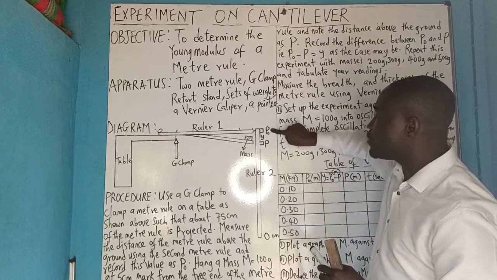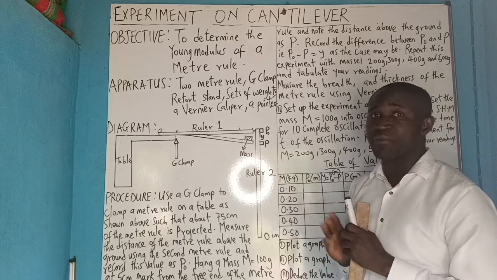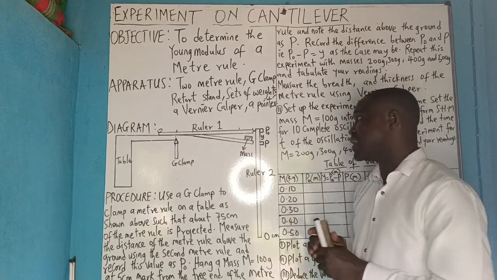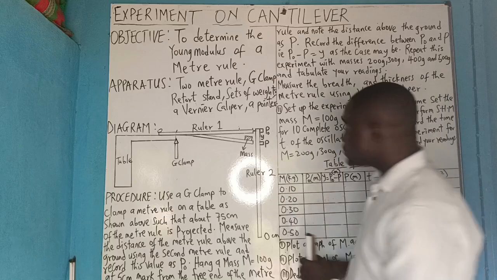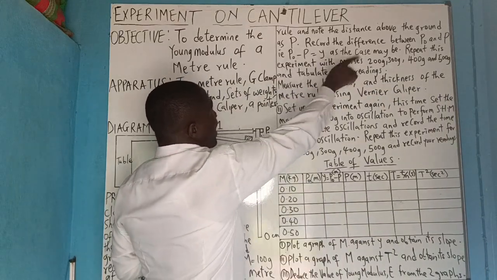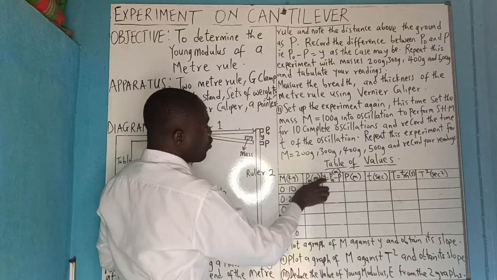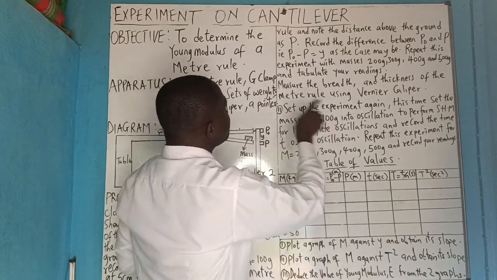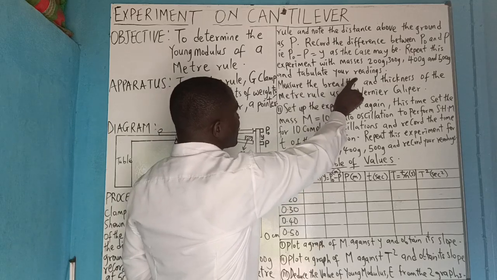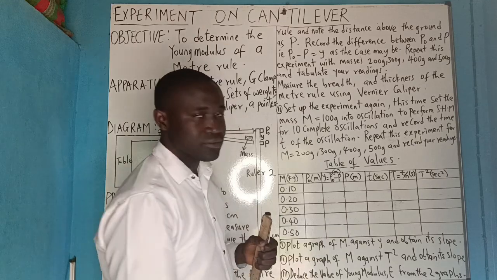Then we subtract PO and P to get our Y. That is how to perform it live and direct in the laboratory. Then record the difference between PO and P. I've talked about it. When you record the difference, you call it your Y. Then repeat this experiment with masses 200 gram, 300 gram, 400 gram, 500 gram, and tabulate your readings.